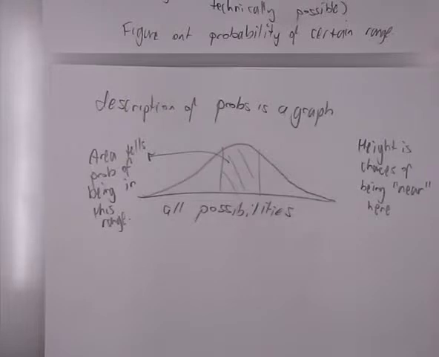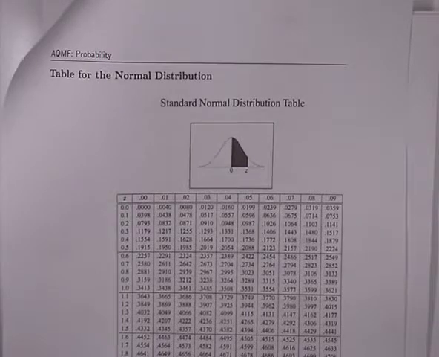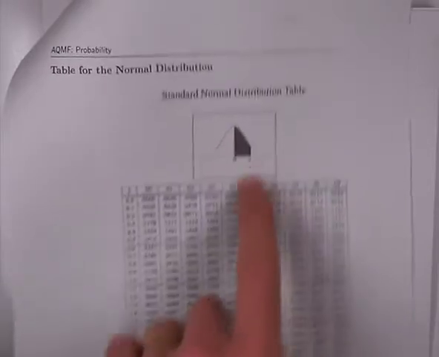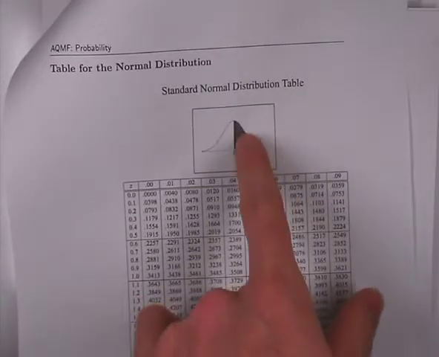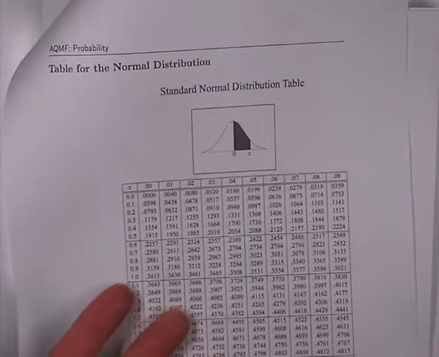This is the 2011 exam, and you get given a table like this. Okay? Because it's impossible to actually calculate exactly the area under here, you're given a table that tells you, given what spot this is, what the area from here to the centre is. Now, I don't know what the table's going to look like in this year's exam, but I would imagine it's similar to this. Okay?